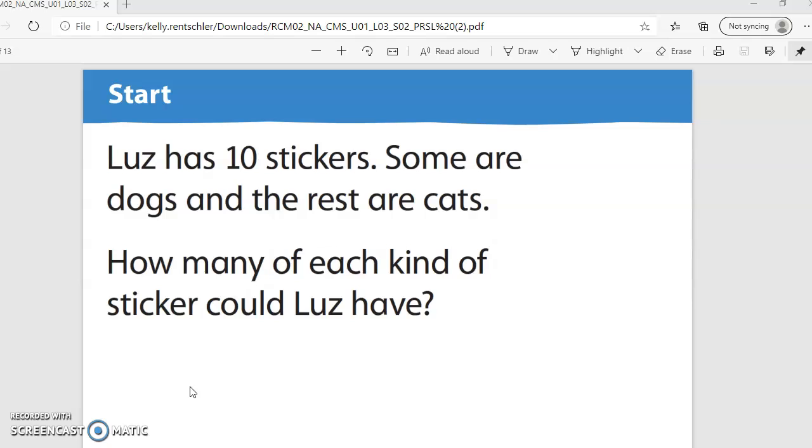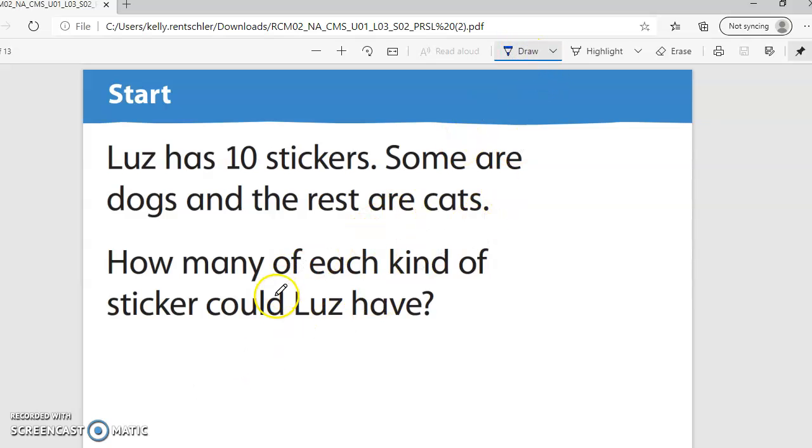Luz has 10 stickers. Some are dogs and the rest are cats. How many of each sticker could Luz have? So this is kind of an open-ended question. They're just telling you that he has 10 stickers total, but some are cats and some are dogs. How many could he have? Well, there's not just one equation that we use to get to 10. There's many different numbers that we can add or subtract to get to 10.